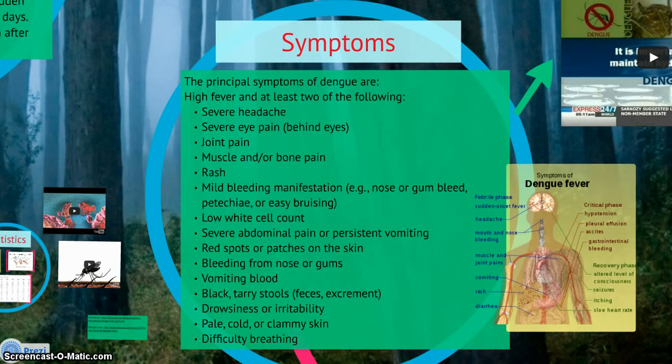Symptoms. The principal symptoms of dengue are high fever and at least 2 of the following: severe headache, severe eye pain behind the eyes, joint pain, muscle and bone pain, rash, mild bleeding manifestation, low white cell count, severe abdominal pain or persistent vomiting, red spots or patches on the skin, bleeding from nose or gums, vomiting blood, black stools, drowsiness or irritability, pale, cold or clammy skin, difficulty breathing.